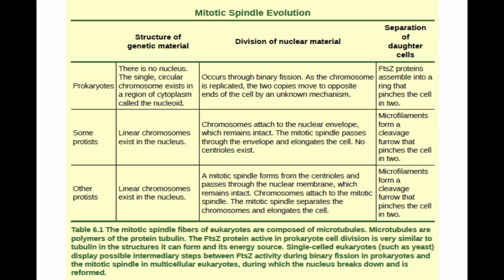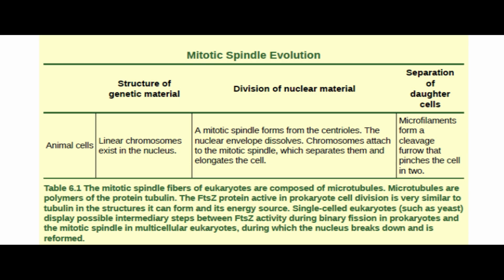Table 6.1. The mitotic spindle fibers of eukaryotes are composed of microtubules. Microtubules are polymers of the protein tubulin. The FtsZ protein active in prokaryotic cell division is very similar to tubulin in the structures it can form and its energy source. Single-celled eukaryotes such as yeast display possible intermediary steps between FtsZ activity during binary fission in prokaryotes and the mitotic spindle in multicellular eukaryotes, during which the nucleus breaks down and is reformed.